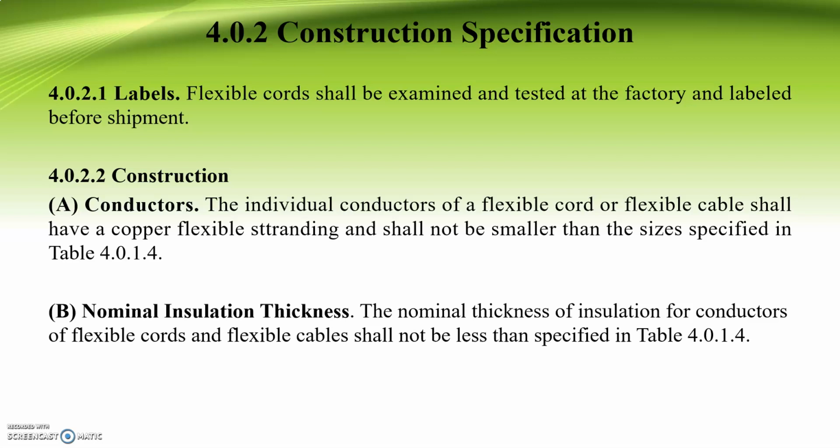A, the conductors. The individual conductors of a flexible cord or flexible cable shall have a copper flexible stranding and shall not be smaller than the size specified in Table 4.0.1.4. B, nominal insulation thickness. The nominal thickness of insulation for conductors of flexible cords and flexible cables shall not be less than specified in Table 4.0.1.4.